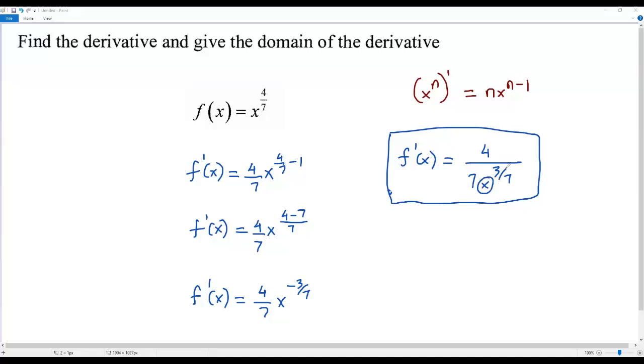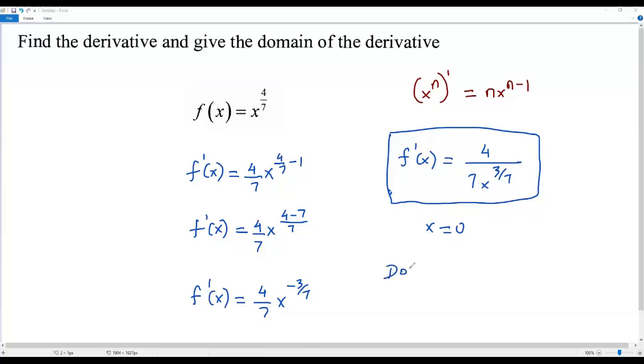x equals 0 means 0 to the power anything will become 0. And when 0 is multiplied by 7, everything becomes 0 in the denominator when x is 0. So when x is 0, the denominator becomes 0. In a fraction, if the denominator is 0, then the value of the fraction is undefined. So x equals 0 makes f prime of x undefined, so x equals 0 has to be excluded from the domain. Otherwise, for any other value of x, f prime of x is defined.